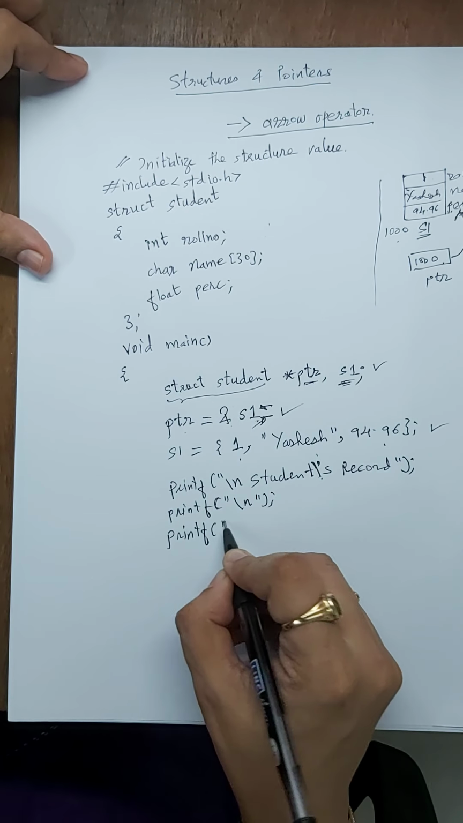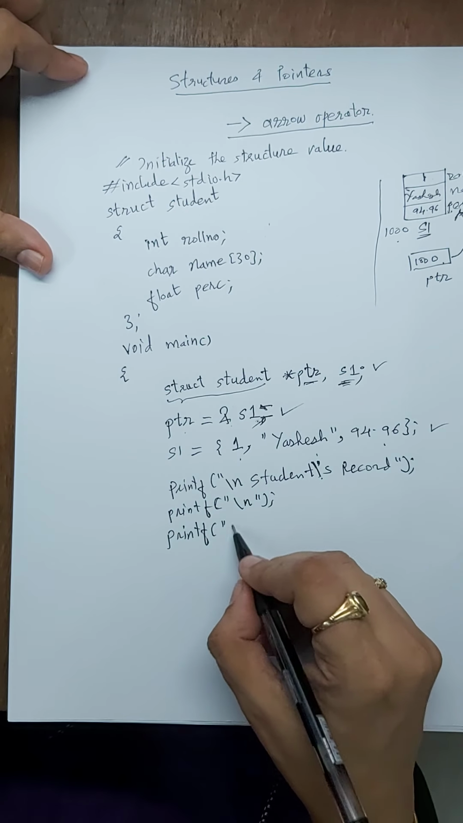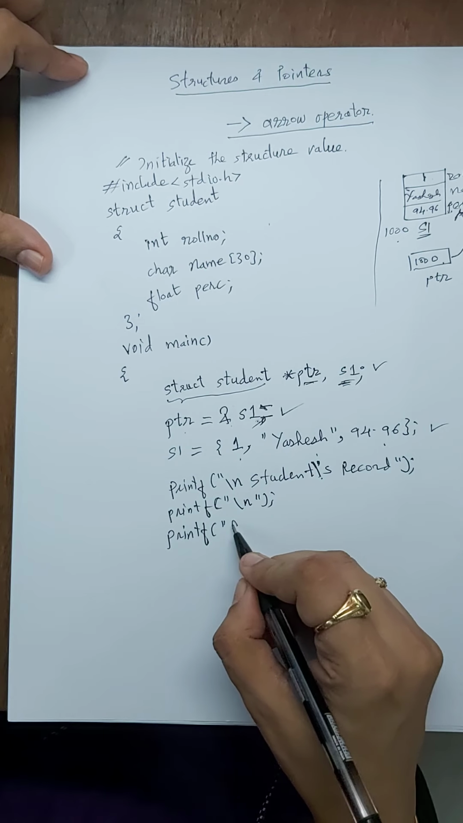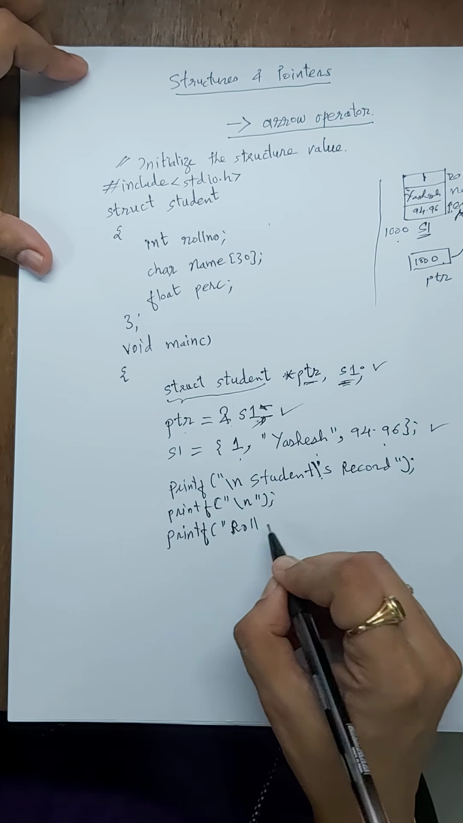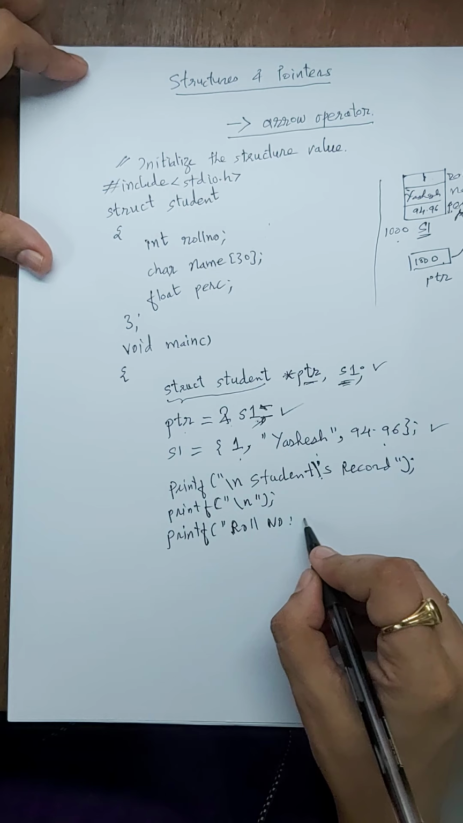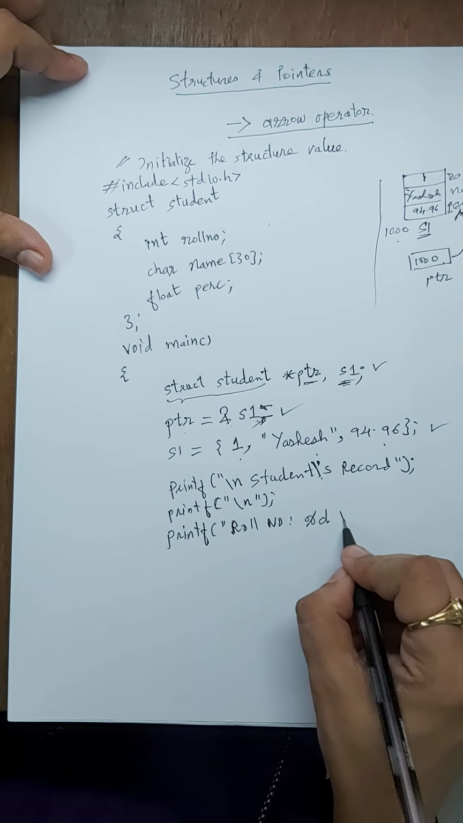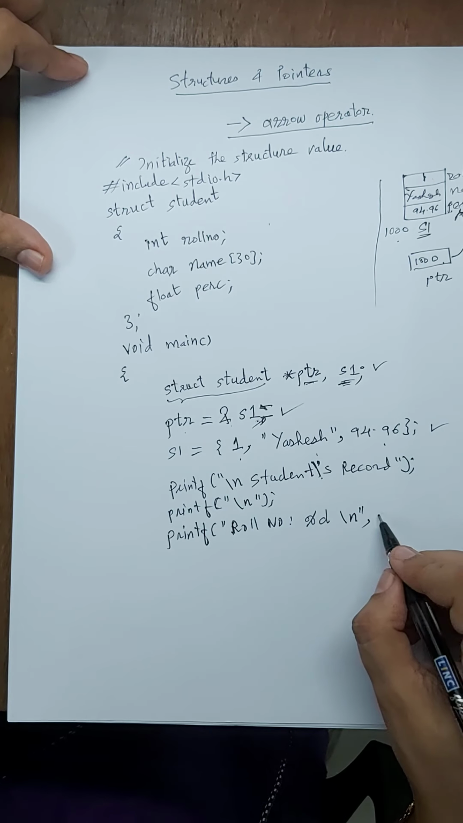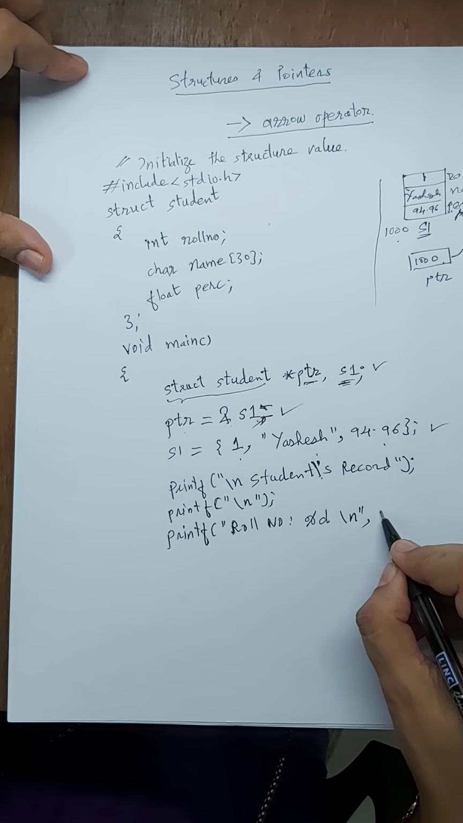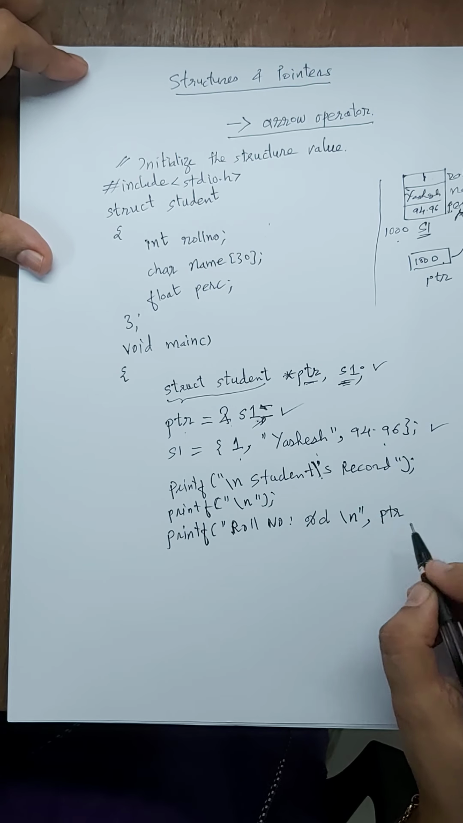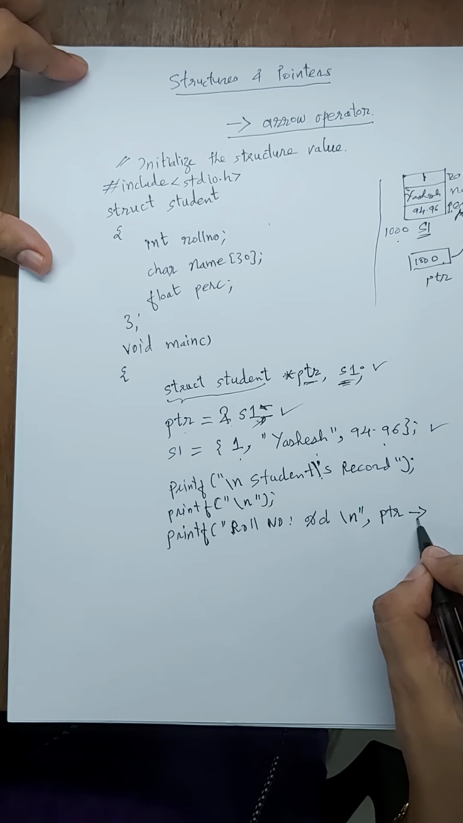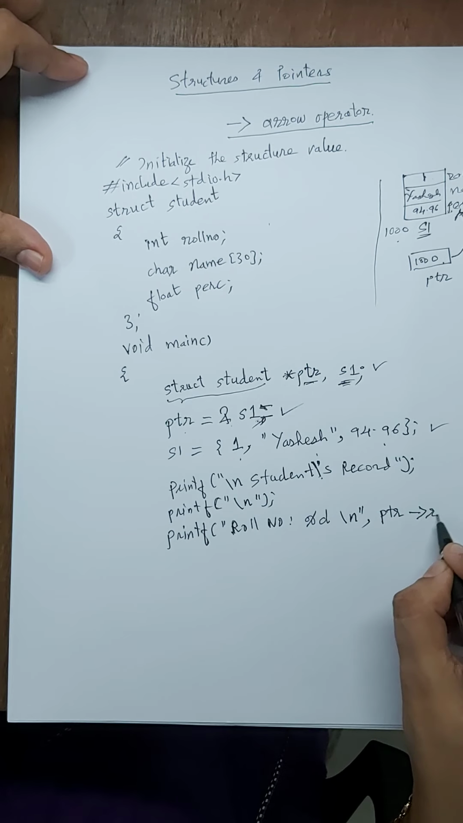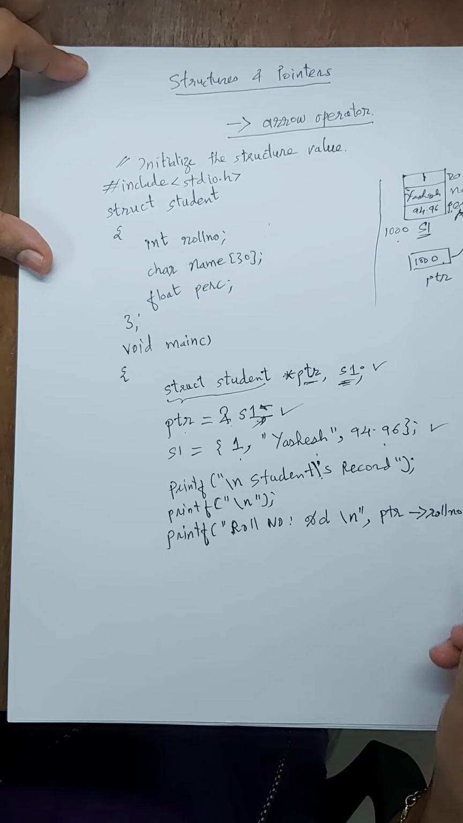So printf, we'll start with roll number. So printf roll number %d, and after writing that the control should go to the next line. And now we'll write the pointer variable, that is ptr, then the arrow operator, and then roll number, and close this bracket.